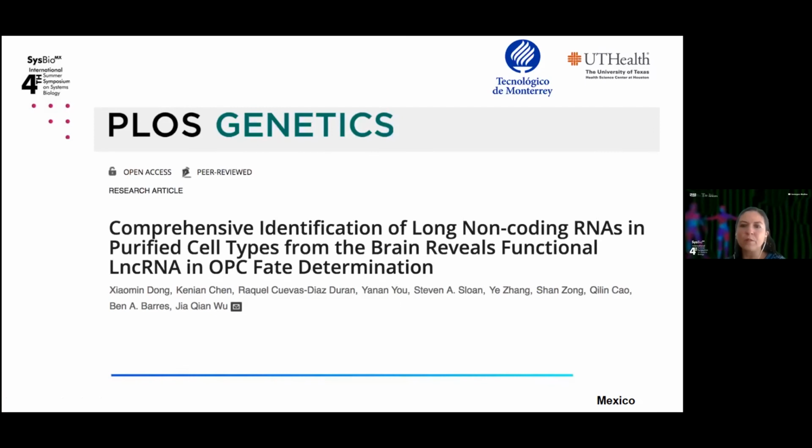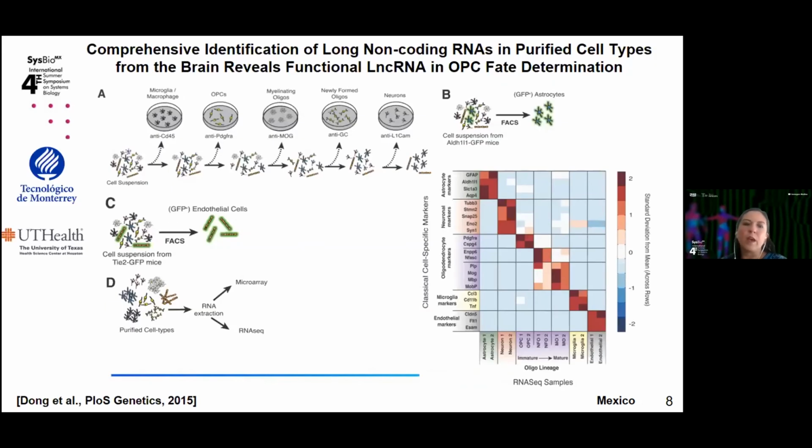Okay, so then I want to talk about another project that I worked on before, which is the identification of long non-coding RNAs, or lncRNAs, in brain cells. This was performed when I was a postdoc at UT Health in the Institute of Molecular Medicine. We isolated brain cells from a mouse model, and through immunopanning, we were able to obtain all the different cells of the brain. These were mouse brains.